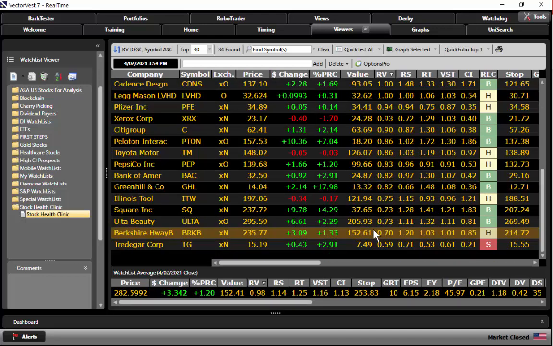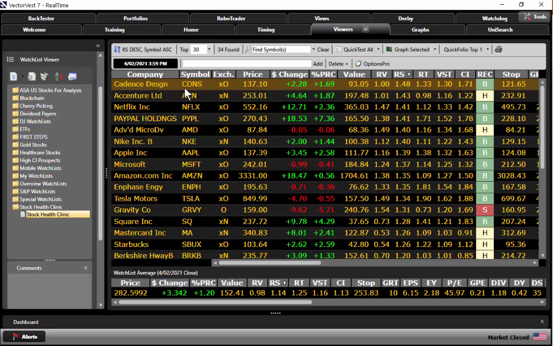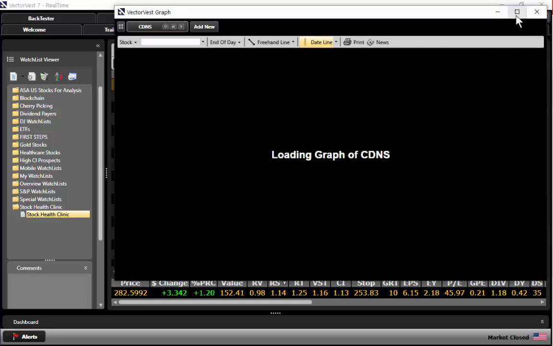Okay, so we do it for you at VectorVest each and every day. So we've done the work for you. We're looking at the consistency and reliability of those company financials based on past performance and current performance. So if I click on the RS score here, here we go. Here's RS. CDNS. This has got some of the best financials right now. Let's graph this one.